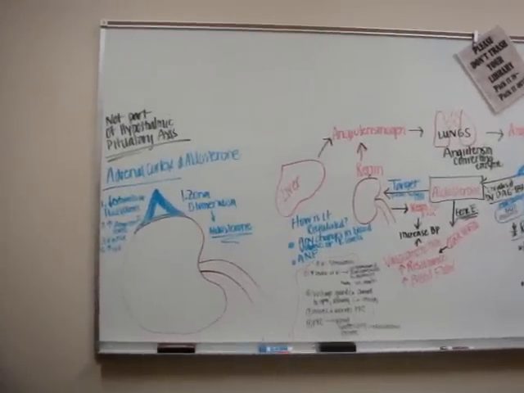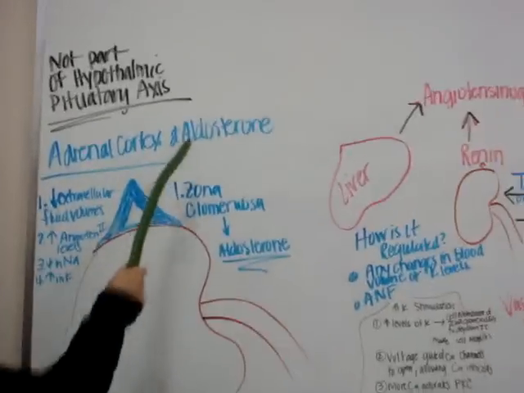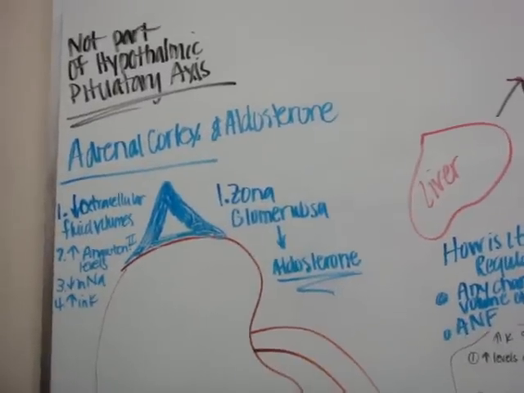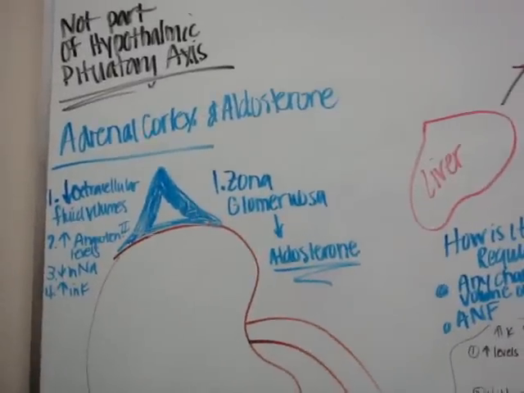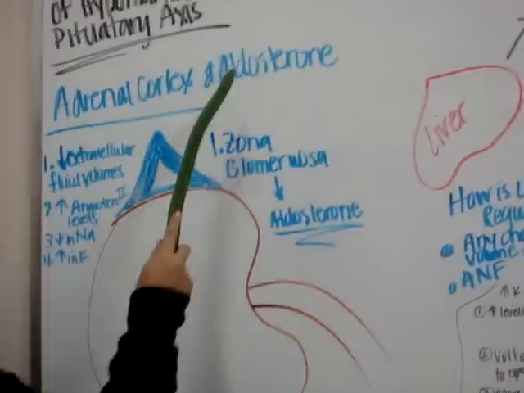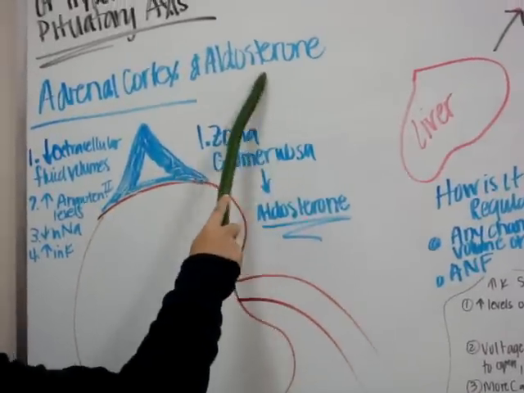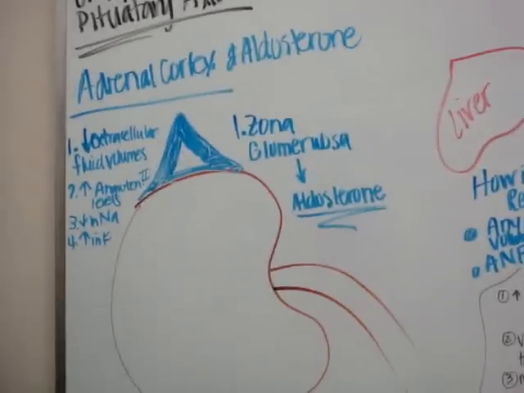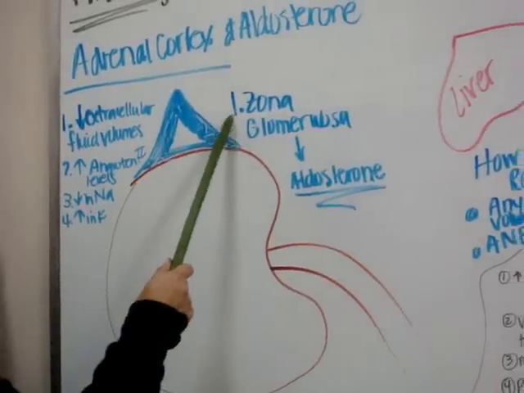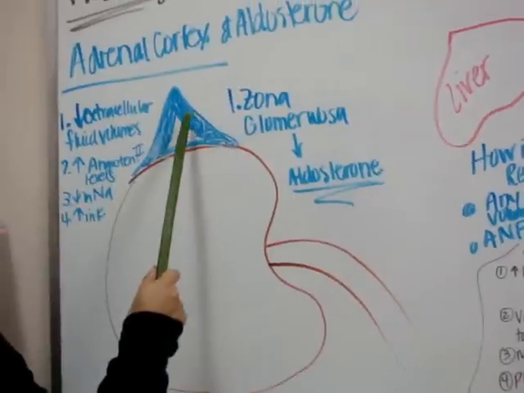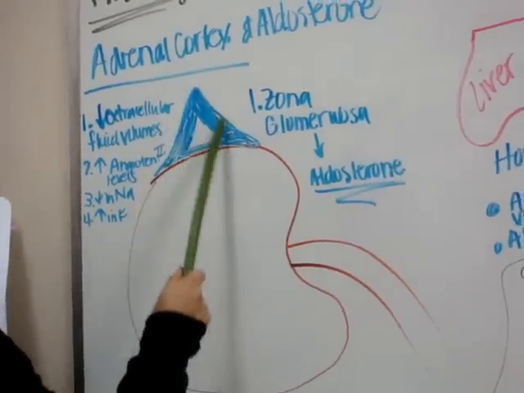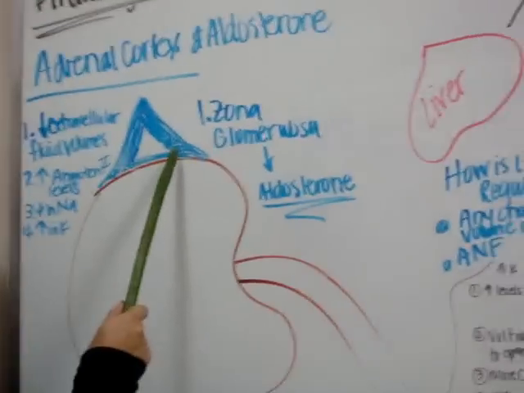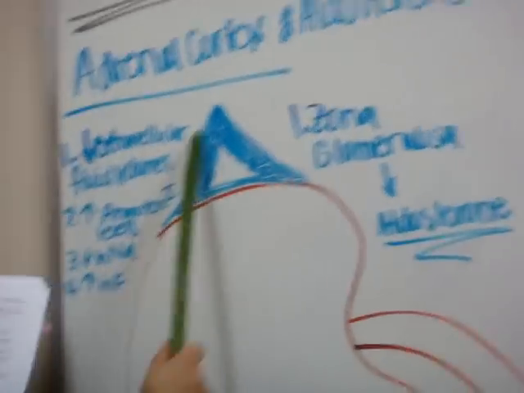Okay, next we're going to be talking about the adrenal cortex and aldosterone. Remember, this is not a part of the hypothalamic pituitary axis. And we're going to be talking about the hormone produced, which is aldosterone, the main mineralocorticoid. It's produced by the zona glomerulosa, which is on the outer layer of the adrenal gland. First layer. Yeah, it's the first layer.